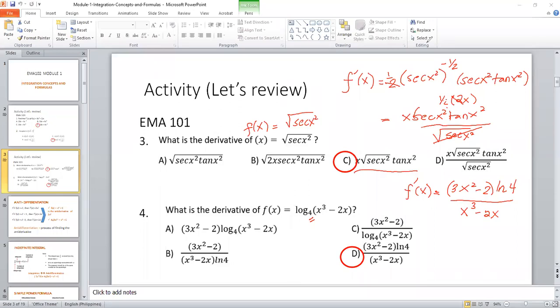Yes, Richmond. Miss, I have a question though. So number 3, if it's cubed, miss, like for example, square root of secant x cubed, how is it considered? Is it considered as 1/3? Oh, correct. I mean, sorry. The one, if it's cubed.